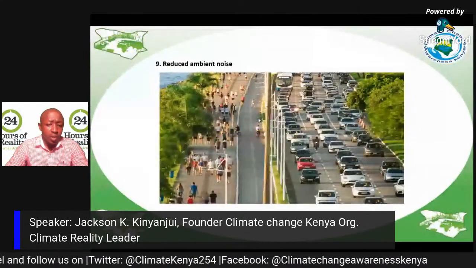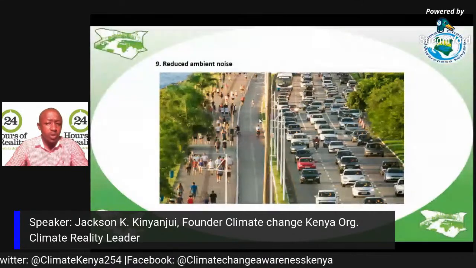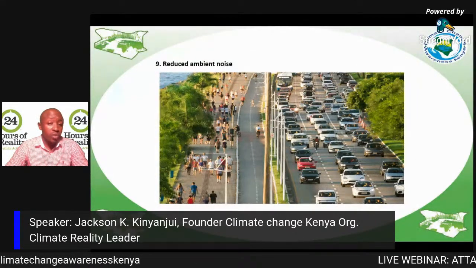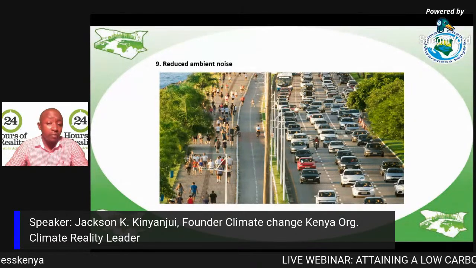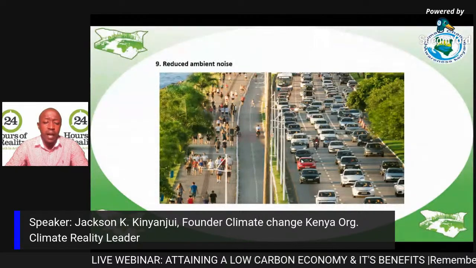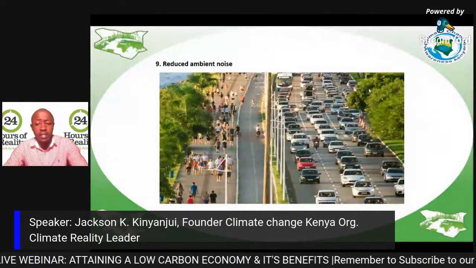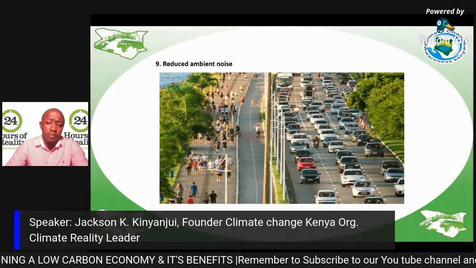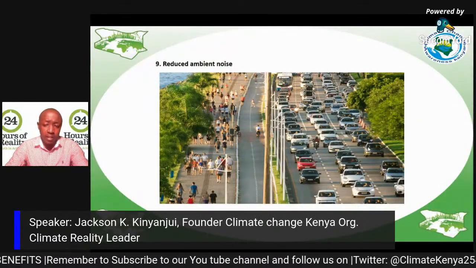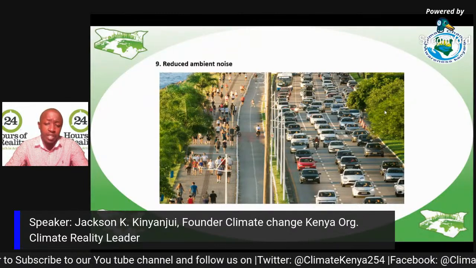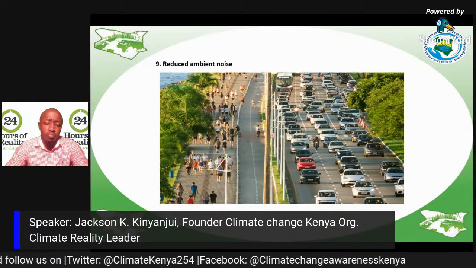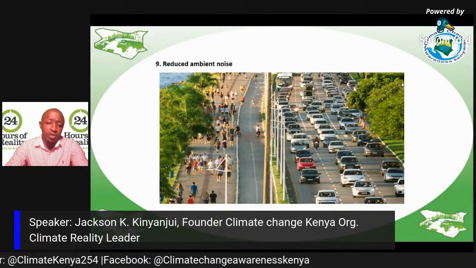Reduced ambient noise. From this picture, it's possible to see that there is traffic on one side, and these vehicles have engines which are roaring and producing sound, and residential apartments which are on the other side of the road. If they don't have these live fences made up of vegetation, trees, the noise will not be able to be absorbed by this vegetation.